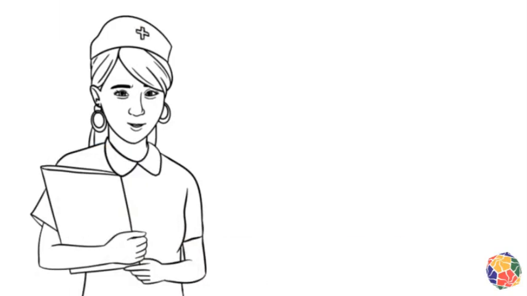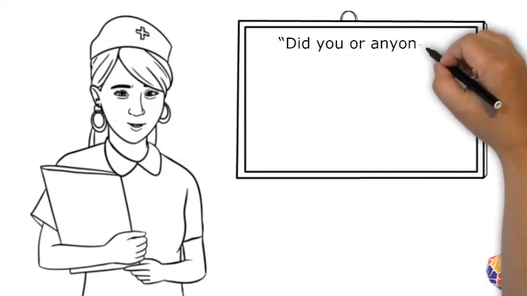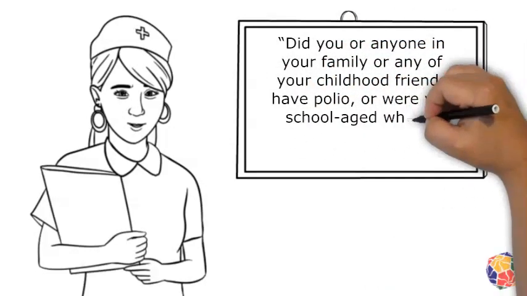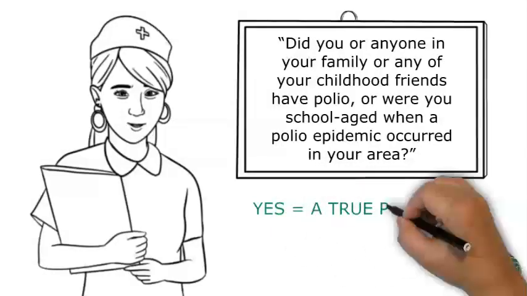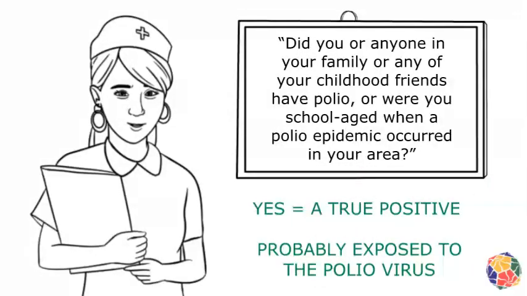Let's start with those people who know they had polio. Clinicians would ask a person the following question. Did you or anyone in your family or any of your childhood friends have polio, or were you school-aged when a polio epidemic occurred in your area? If their answer is yes, then we likely have a true positive identification. The person was probably exposed to the polio virus.